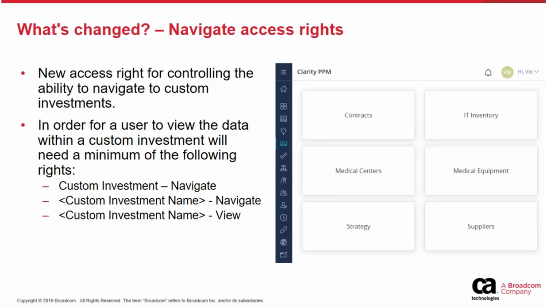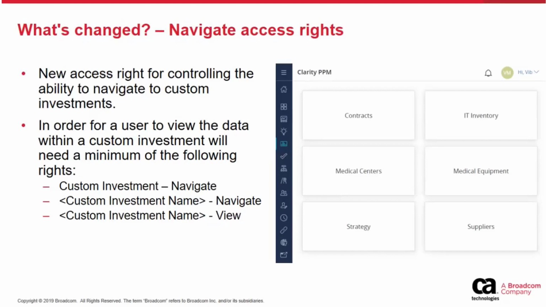Once you grant them the custom investment navigate right, the next thing that the end users need is the navigate right to that individual custom investment. So in this example, I have about 6 different custom investments. In order for me to be able to see all 6 or any subset of these custom investments, I need to make sure I have the navigate right for that specific custom investment. So in this case, I have 6 additional navigate rights, which is the contracts, IT inventory, medical center, and so on. Having those rights lets me see the tile within my custom investment area.